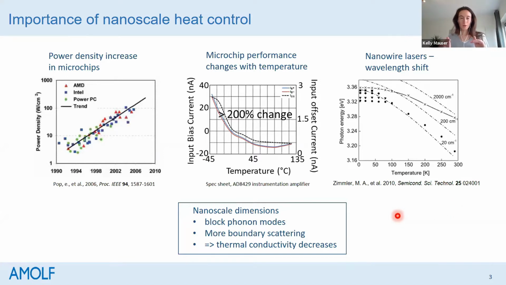A problem is that as materials shrink, this affects their thermal conductivity properties. At nanoscale dimensions, you start to see phonon modes being blocked, you get more boundary scattering, and these things, in combination with other factors, lead to a general decrease in the thermal conductivity.